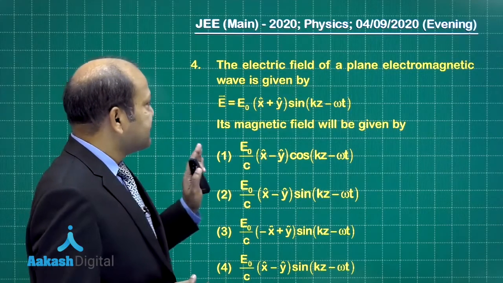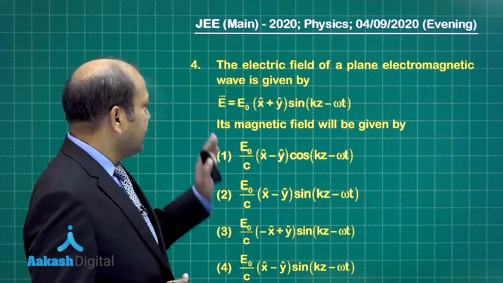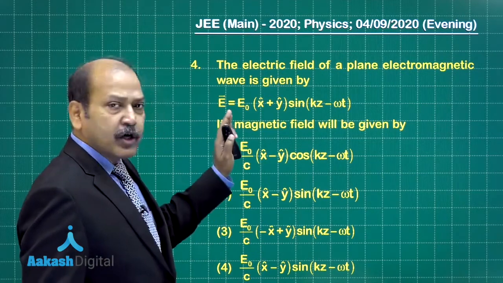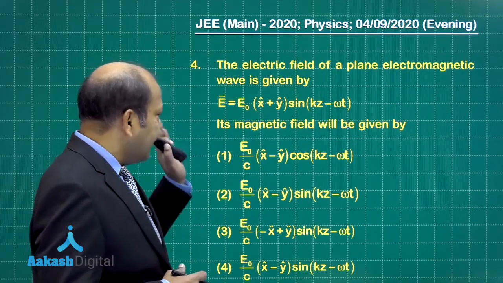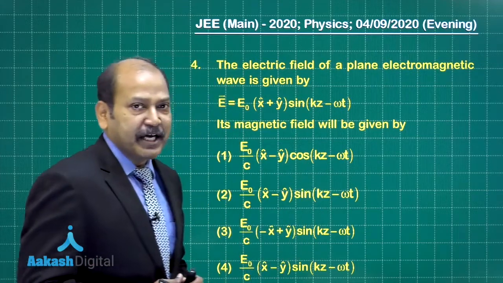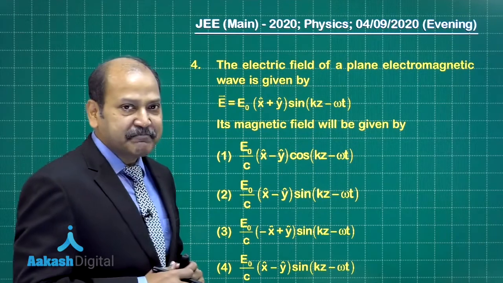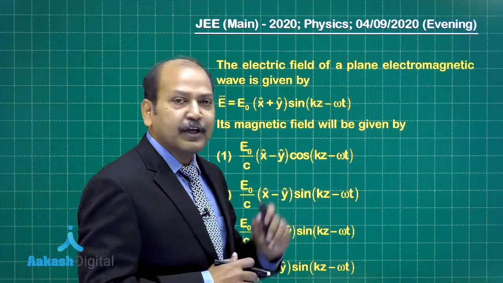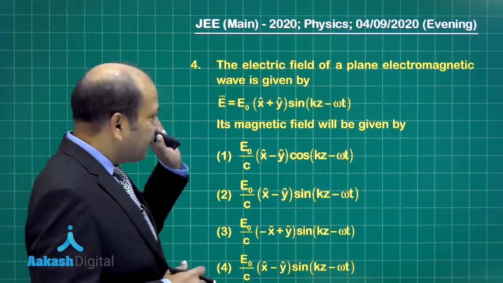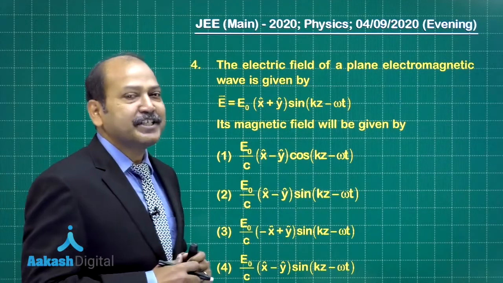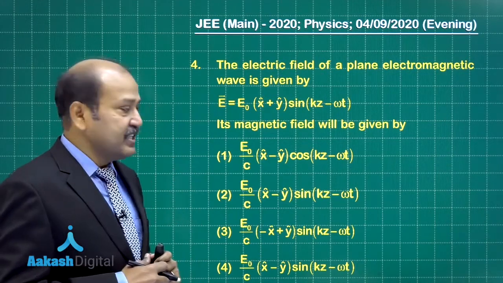And this one says the electric field of a plane electromagnetic wave is given by vector E is equal to E naught (x cap plus y cap) sine (kz minus omega t). Its magnetic field will be given by. So the question is from the topic electromagnetic waves. We have the expression for the oscillation of the electric field, and we see that the wave is propagating along the positive z axis. What is the expression for the corresponding magnetic field?